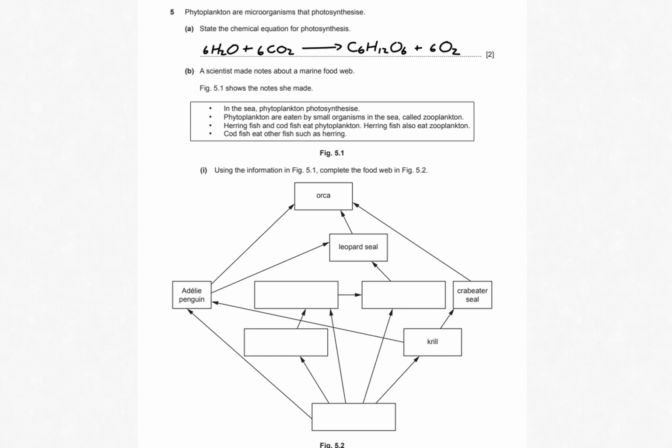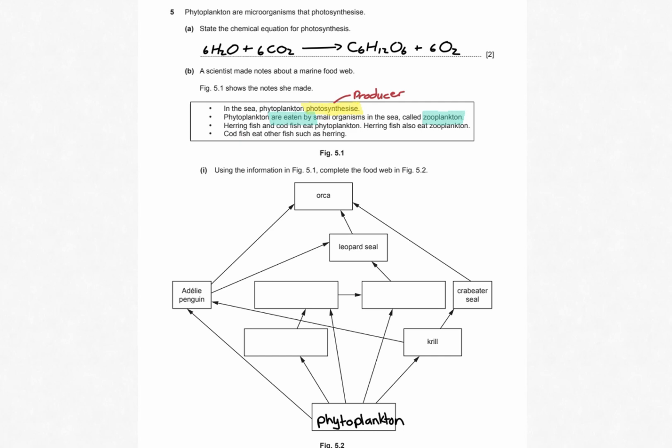They then ask us to use the information in figure 5.1 to complete the food web in figure 5.2. Let's start with the first sentence. In the sea, phytoplankton photosynthesize. This means that it's a producer. It uses sunlight to produce glucose. So it would be at the bottom of the food web. And secondly, they say phytoplankton are eaten by small organisms in the sea called zooplankton. So we can see that phytoplankton can be any of the other 3 open spaces. So before we add them, let's go on.